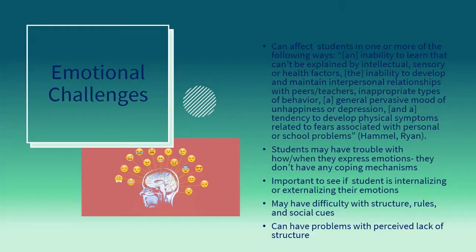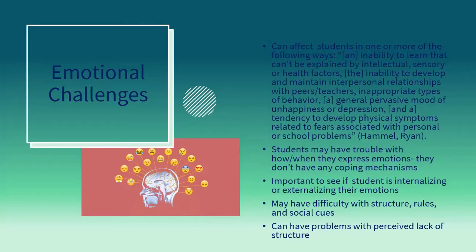Next is emotional challenges. Emotional challenges can affect students in one or more of the following ways. It could be an inability to learn that can't be explained by intellectual, sensory, or health factors. It can be the inability to develop and maintain interpersonal relationships with peers and teachers, inappropriate types of behavior, a general pervasive mood of unhappiness or depression, and sometimes a tendency to develop physical symptoms related to fears associated with personal or school problems.